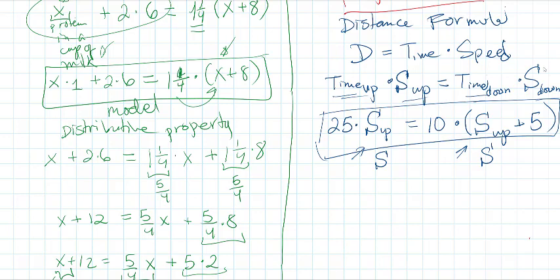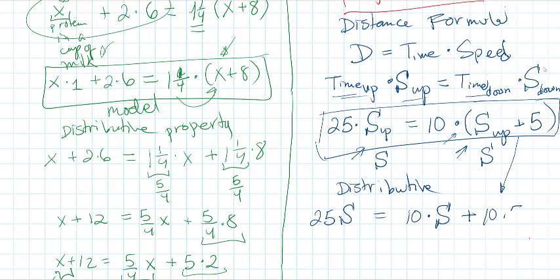So the first thing we're going to do, because we have the parentheses here, the brackets, we're going to use the distributive property. So on the left-hand side, we have 25s. Remember, I removed the up symbol just to simplify. And on the right-hand side, we have 10 times s plus, from there, 10 times 5. So we opened the parentheses.